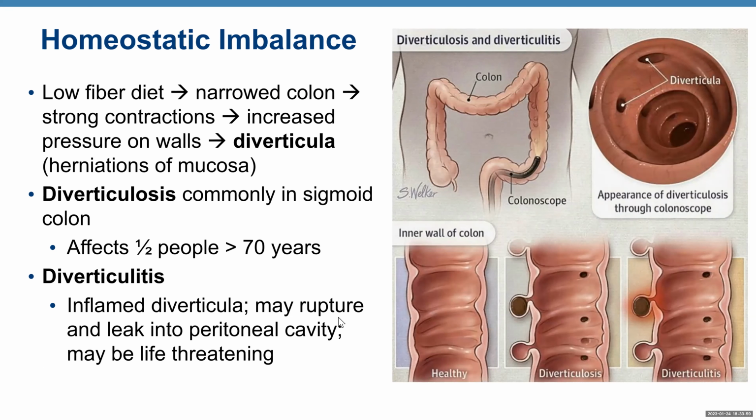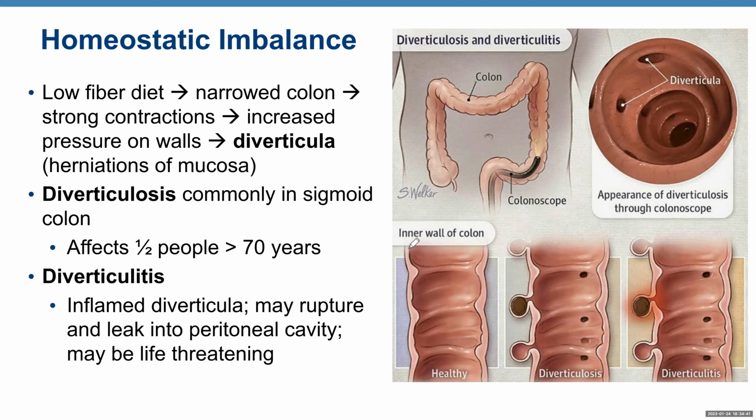Now, another homeostatic imbalance of the large intestine is called diverticulosis, and then inflammation called diverticulitis. When we have a low fiber diet, this causes the colon or large intestine to become narrow. If the colon is narrow, then you need stronger contractions to propel the chyme. So it increases pressure on walls, and it's called formation of diverticula. It's a herniation of mucosa.